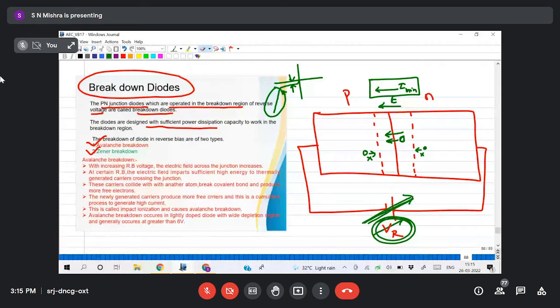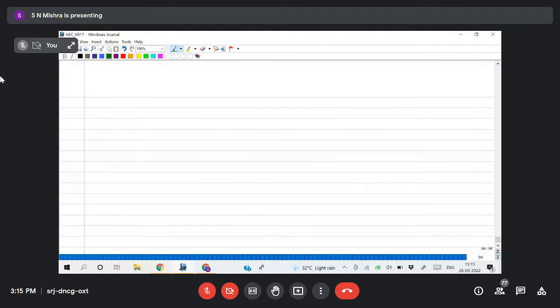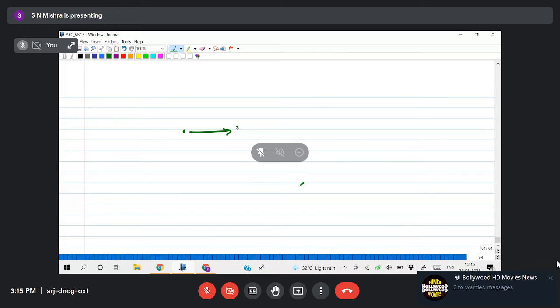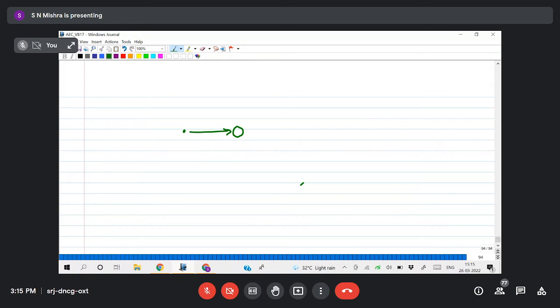Let us take the electron is present at the edge here. While it is moving, it will collide with another atom. Let us take this is a neutral atom. Let's say the electron is here, it is traveling. It will have high energy, so the neutral atom is present here. When the electron collides with this neutral atom, what will happen? Transfer of energy will happen or not?